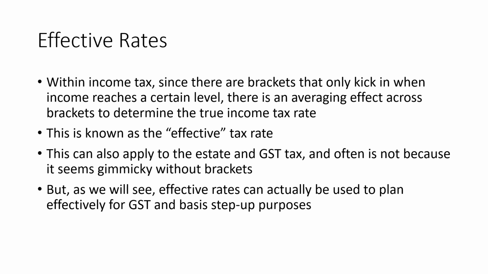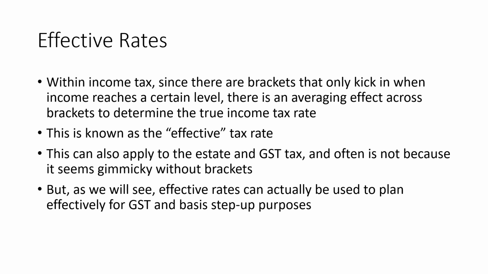So with effective rates, this is usually only something that's considered within income tax itself. Because with income tax, there's a number of progressive rate brackets, and each bracket only kicks in when your taxable income reaches a certain level. And when you take into account that those rates stair step up, there's an averaging effect, really dividing your total tax by your taxable income to come up with an effective tax rate. Now we can also apply this to the estate and GST tax, which typically, based on the brackets, are going to be applied as flat rates. And because there's just a 40% rate that applies, it seems gimmicky there, but it's actually not.